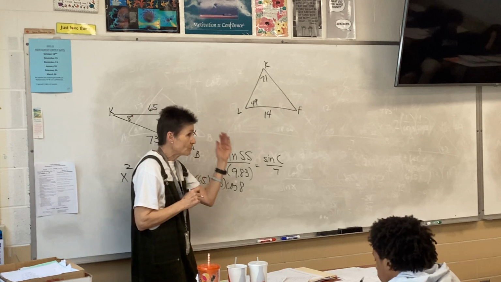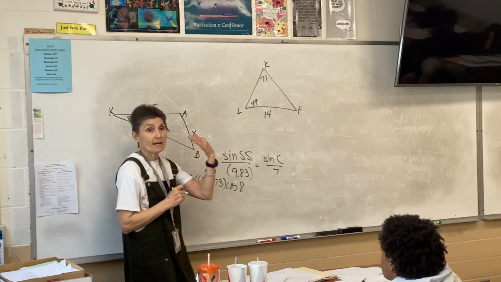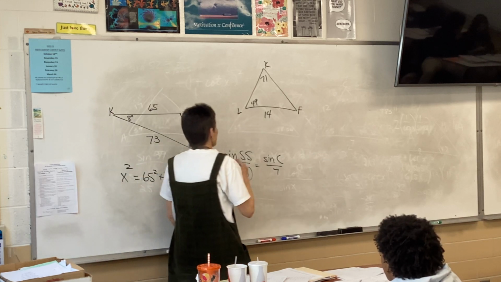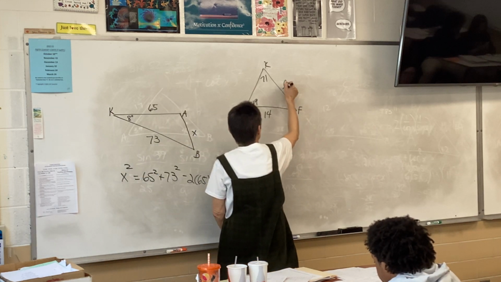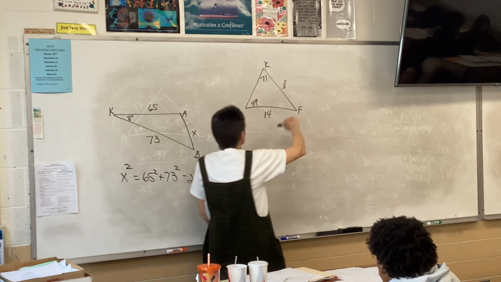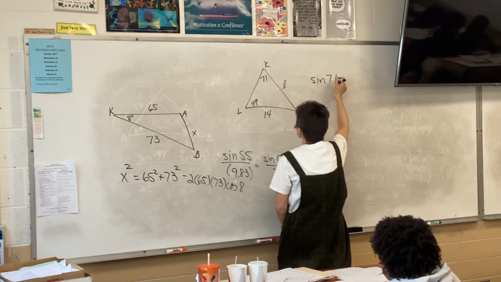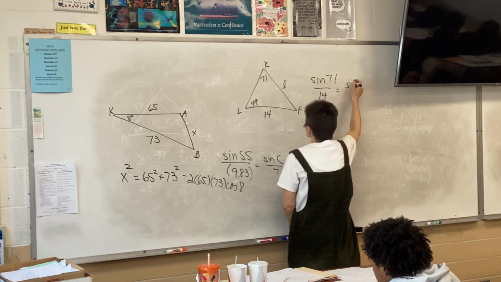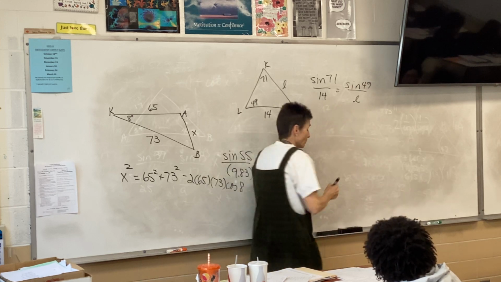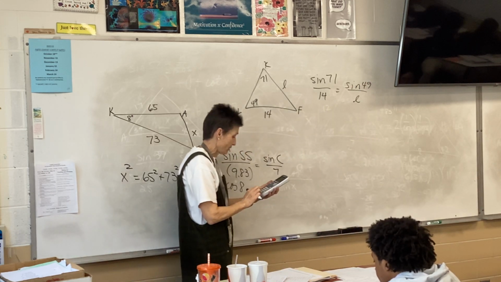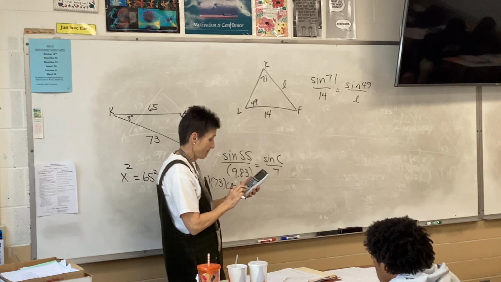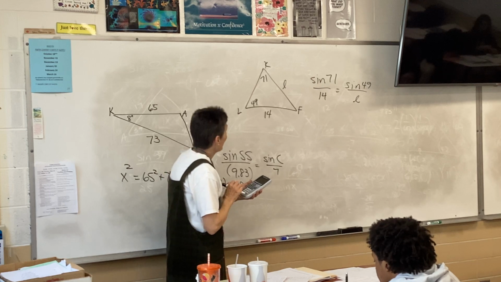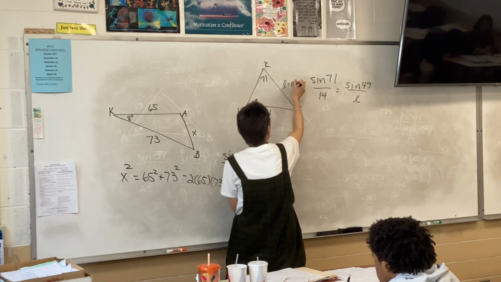So what am I going to have to do to get the ball rolling? Find a side using the law of sines. I can find side L over here. So sine 71 over 14 equals sine 49 over L. I'm going to go ahead and type that in and leave it on my calculator. So 14 sine 49 equals. Alright, so now I know L is about 11.17.